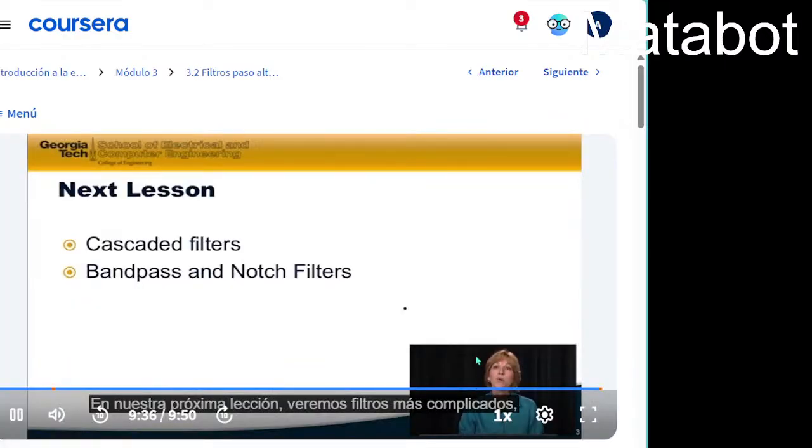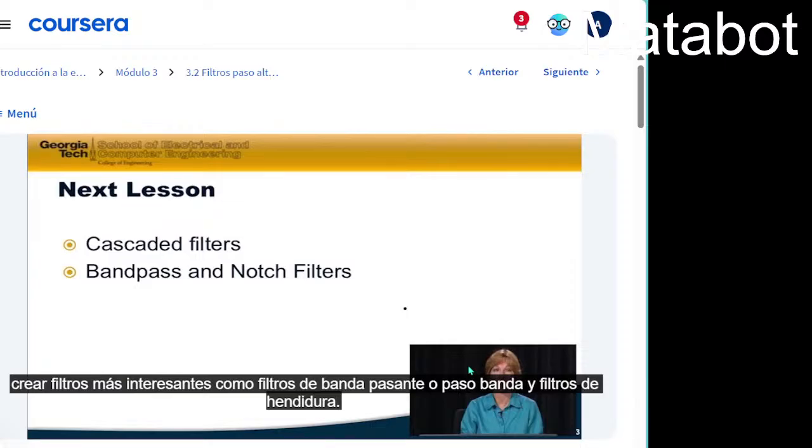In our next lesson, we will look at more complicated filters, ones where we can build cascaded filters and put them together to create more interesting filters like passband, or bandpass, and notch filters.